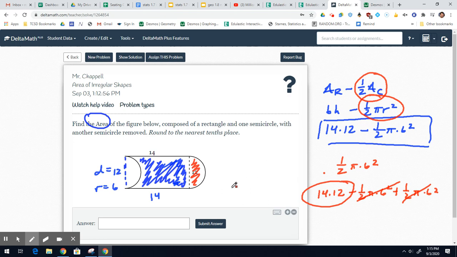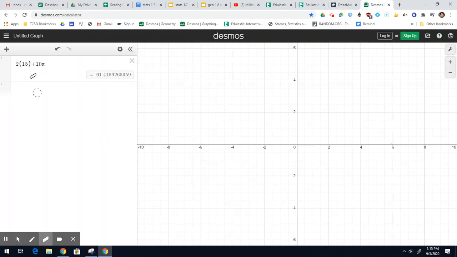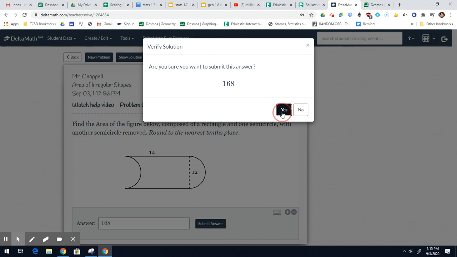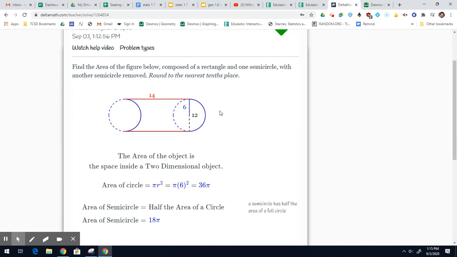Okay, so maybe I shouldn't have added this one because it turns out to be a little simpler, but it is what it is. So 14 times 12. So in Desmos, I will simply do 14 times 12. And that is 168. And that would be units squared. Oh yeah, there we go. Okay, good.